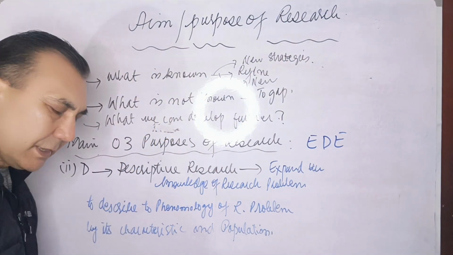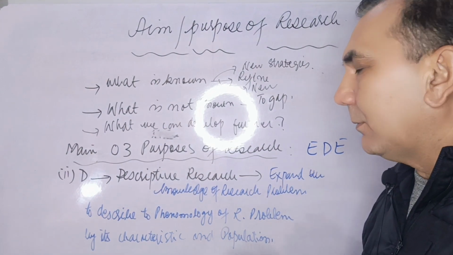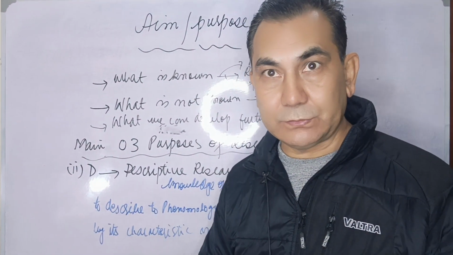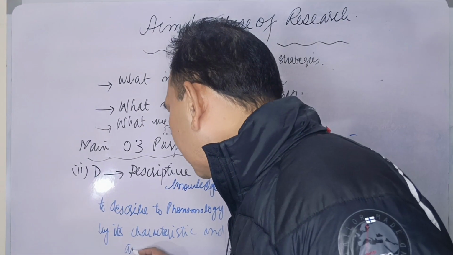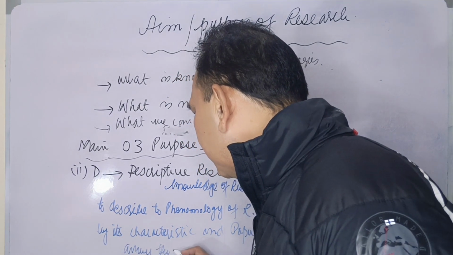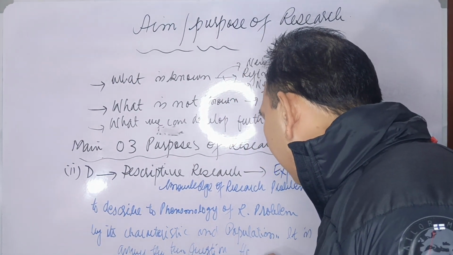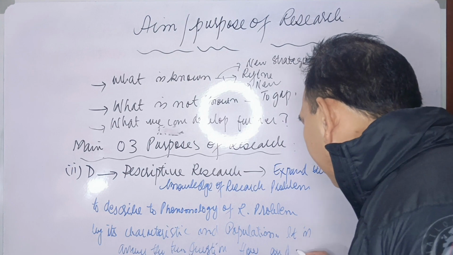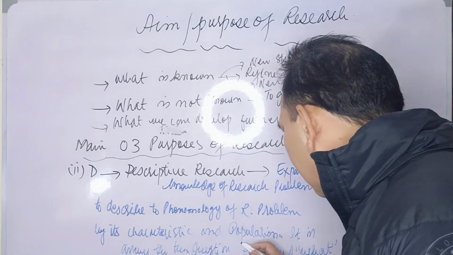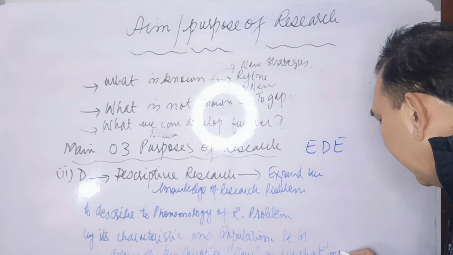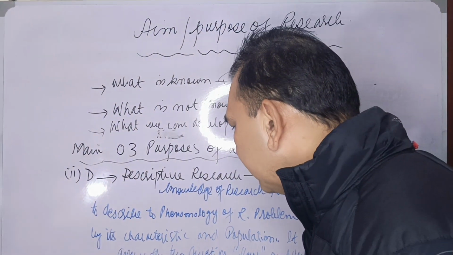In descriptive statistics, you will describe the research problem and its phenomenology by its characteristics and by the population. It answers two research questions, how and what, but not the why.